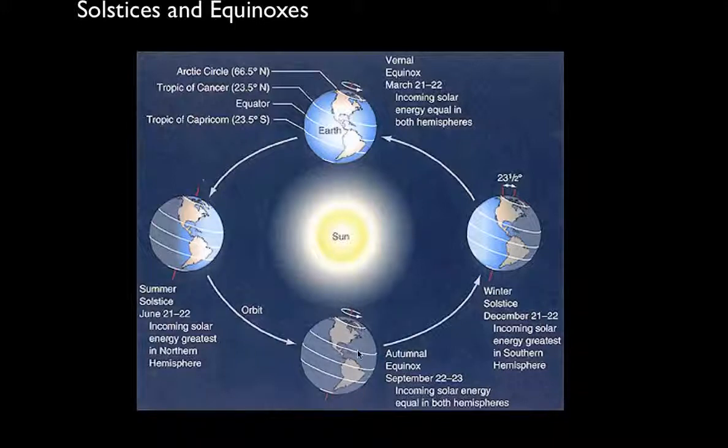3 months later, as we go around the sun, we come to the fall or autumnal equinox, September 23rd or 22nd. Energy is equal in both hemispheres. We're looking at the dark side of the Earth here. 3 months later, winter solstice for us, summer solstice for Australia and South America, South Africa. If you're inside the Arctic Circle, you will never see the sun on this day, but again, the penguins will. And 3 months later, here.